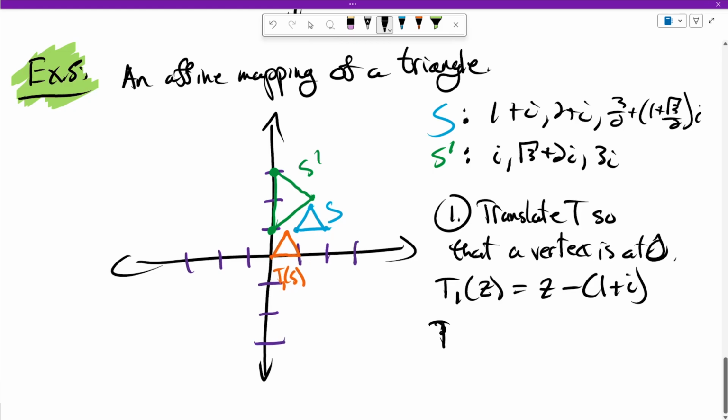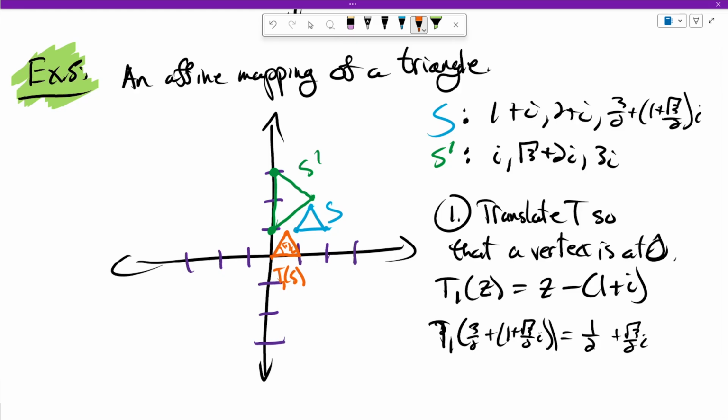So let's see. T1 of 3 halves plus 1 plus root 3 over 2 i is going to subtract 1 from the real part, subtract 1 from the imaginary part. So if I subtract 1 from the real part, I have a half, and subtracting 1 from the imaginary part, I'll get root 3 over 2. Okay, this is an angle of pi over 6. Sorry, pi over 6. And then what can we do?